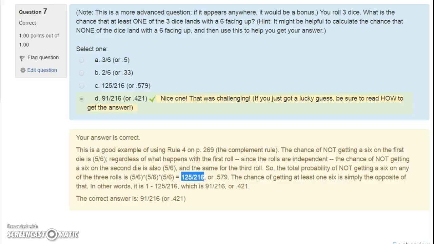That's our total chance of getting no 6s in our 3 rolls. But since we want the complement, we want the opposite of that. We want at least 1 6. We just subtract this from 1 to get 91/216, or as a decimal, 0.421.